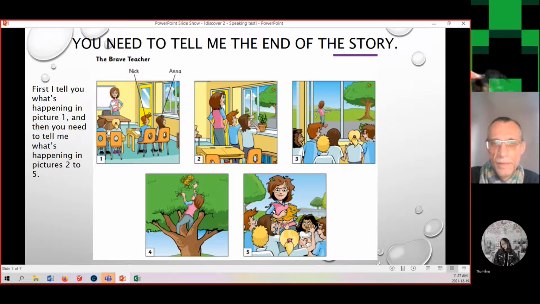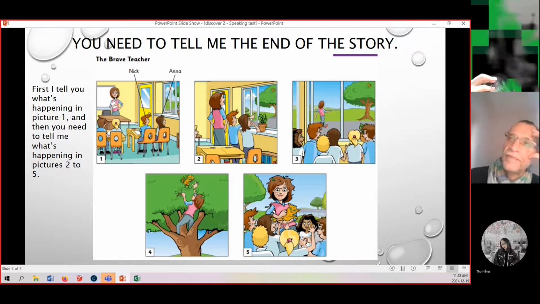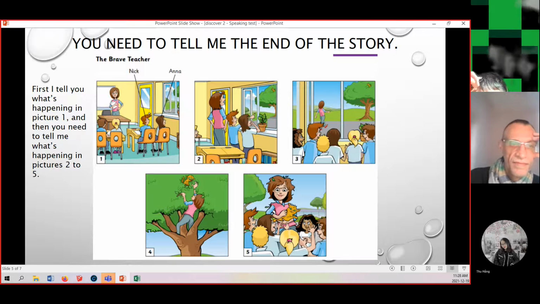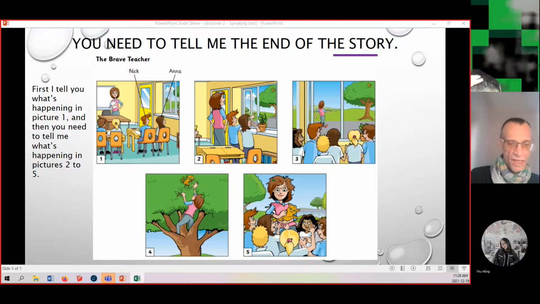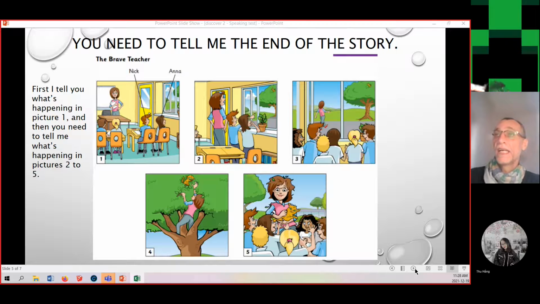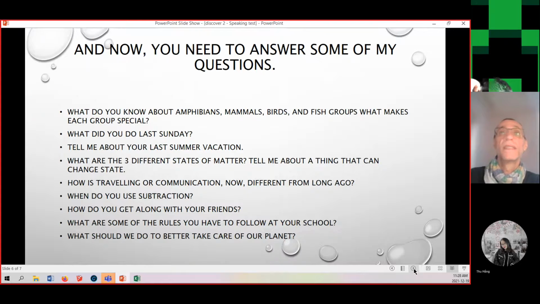So, they say the cat is stuck in a tree. So, the teacher walks to the street. She climbed the tree and took the cat down. The students all go around her and say bravo. Yes. Okay, let's go to the next part.